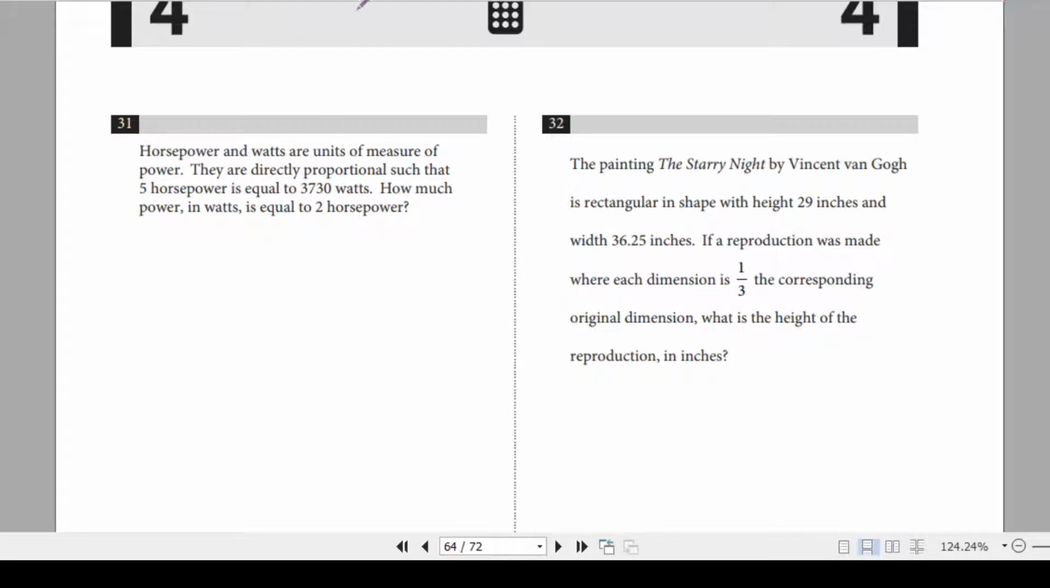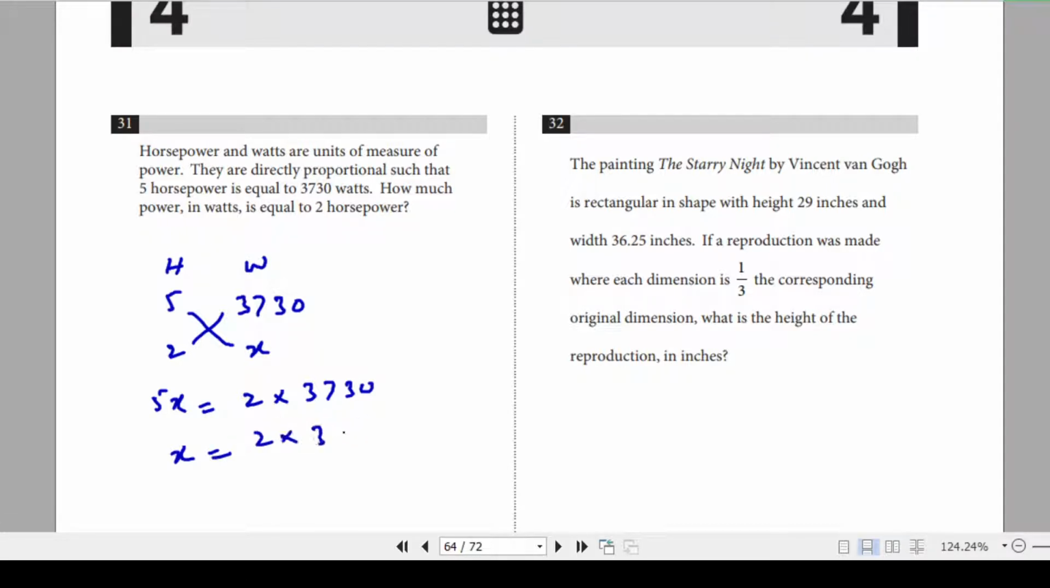So the best way of solving it is the proportion way, like direct proportion. So this is horsepower and this is watts. 5 horsepower means 3730, and 2 horsepower means X. Because they are directly proportional, we'll cross multiply: 5x is equal to 2 times 3730, and x is equal to 2 times 3730 divided by 5. That's it. Let's find it out.